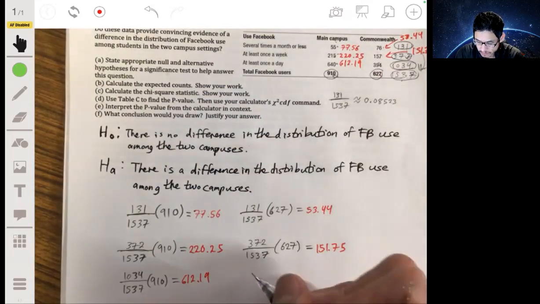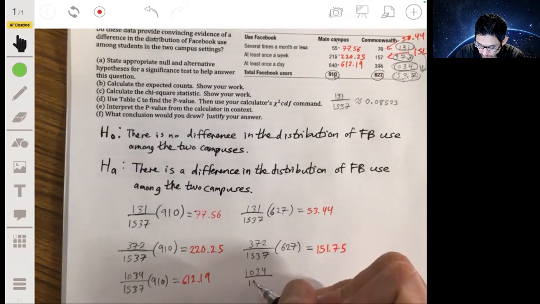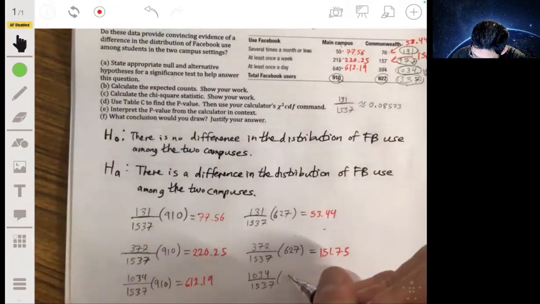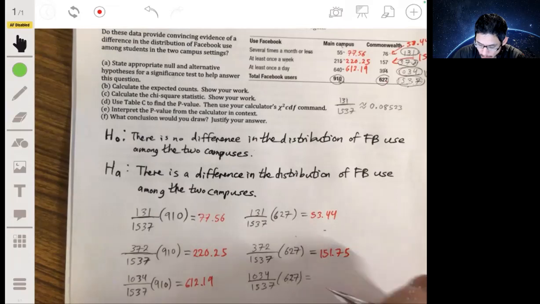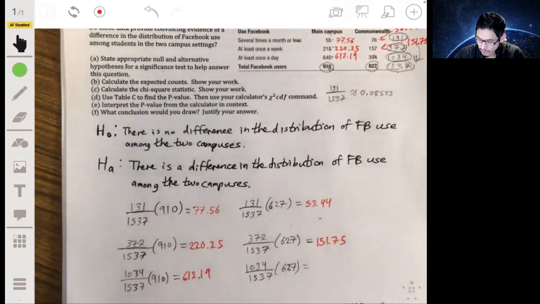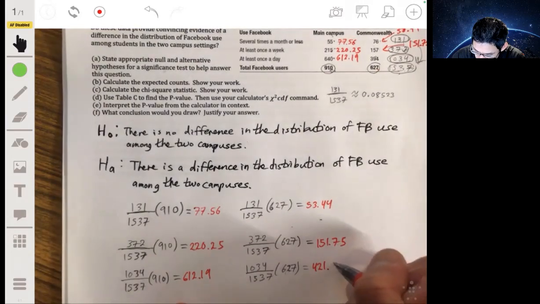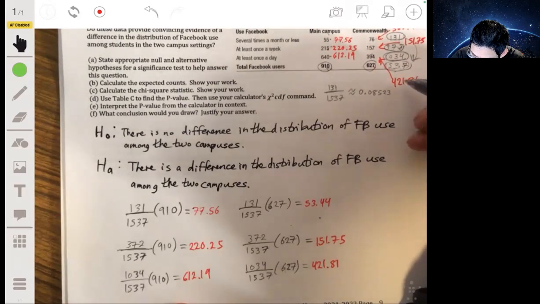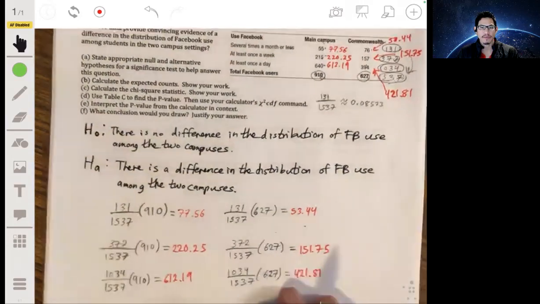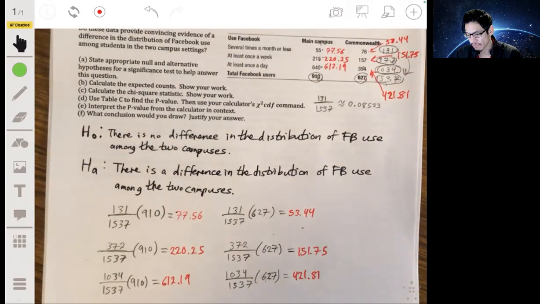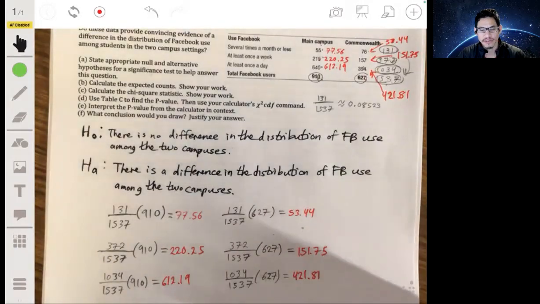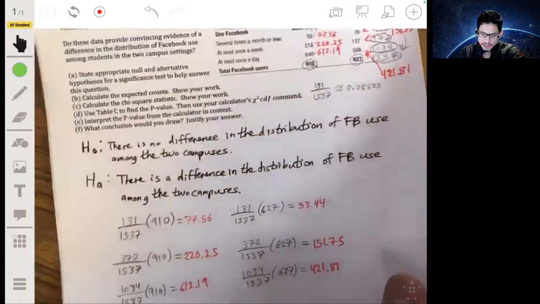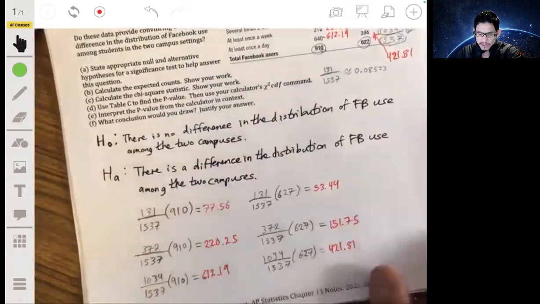And then we go 1034 over 1537 times, not 910, which times 627. And we get 421.81. So that's the logic behind that. So make sure you understand that, and just don't resort to memorizing the formula, because you could always forget the formula, and then if you don't understand it, you won't know if your formula is wrong or not. Okay, so all our expected counts are at least 5, so we're good there.